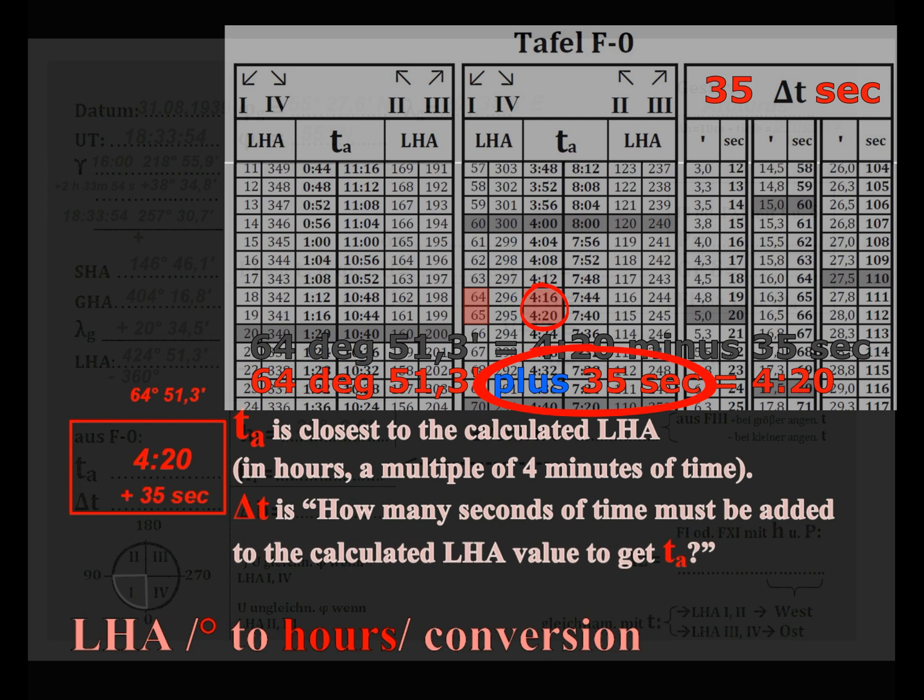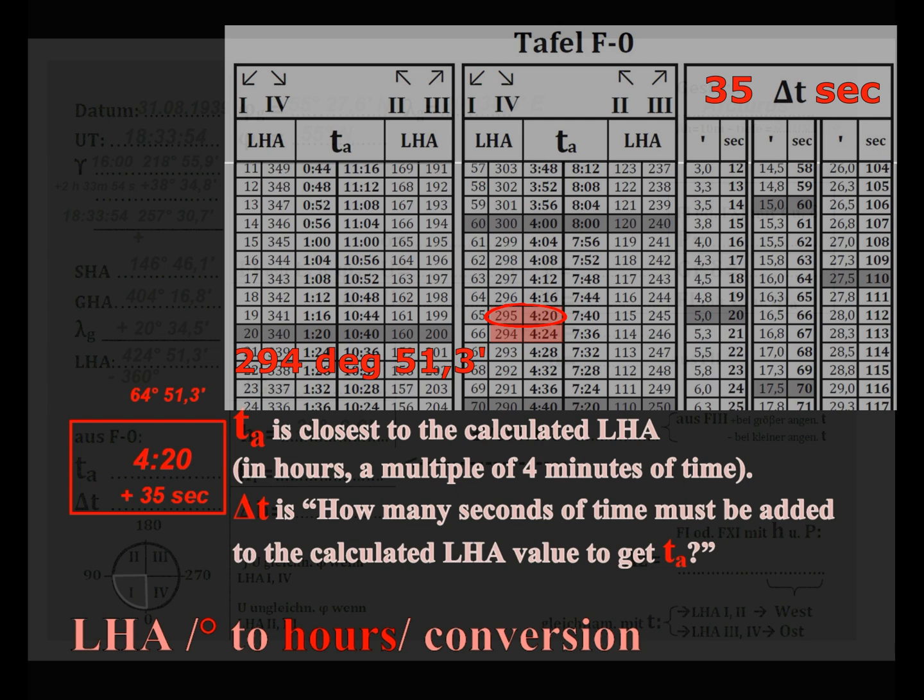You need to be especially careful here. I will give an example that will show how you can make a mistake when determining the sign. Imagine that the calculated local hour angle is 294 degrees and 51.3 arc minutes. The closest full degree is 295. This will correspond to the same 4 hours and 20 minutes as in our example. Up to a full 295 degrees is also missing 8.7 arc minutes, which corresponds to 35 seconds of time.